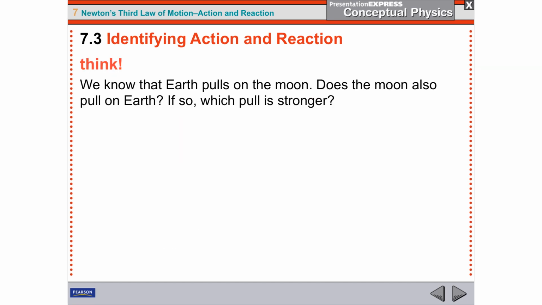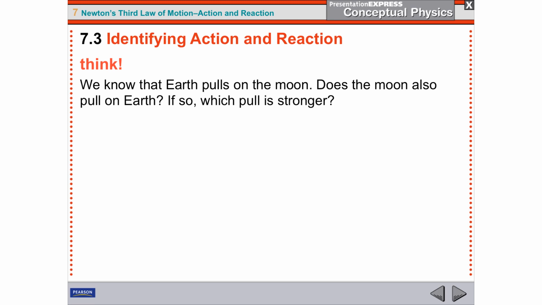We know that the Earth pulls the moon. Does the moon also pull the Earth? Yes, that's how tides happen. The moon is pulling the Earth and it's sloshing the water back and forth, and that's why you have high tide and low tide. So, which one is pulling harder?